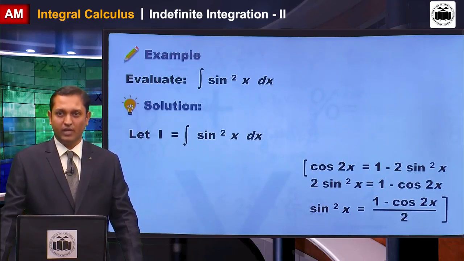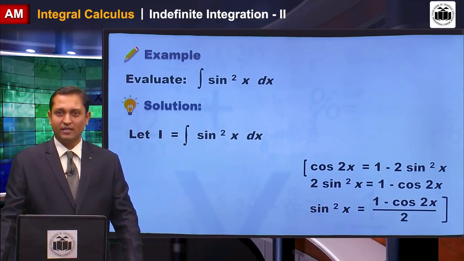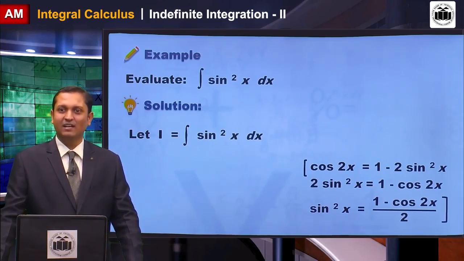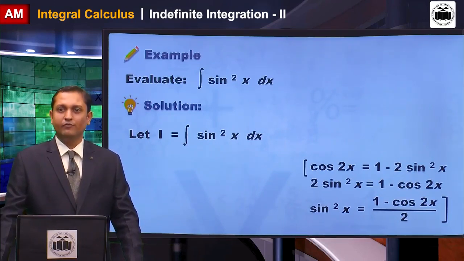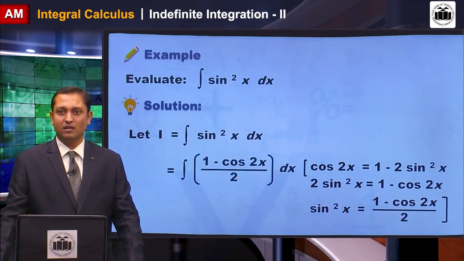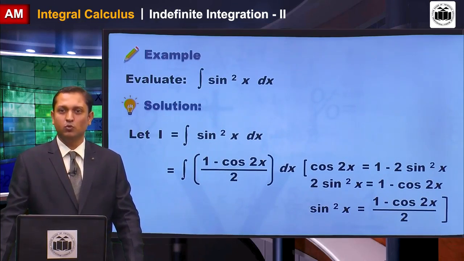As I told you, we are using this formula because it contains the term sin square x and the part cos 2x can be easily integrated and the answer can be obtained for the same. Hence, we are using this particular formula. Now see, we got sin square x as (1 minus cos 2x) upon 2. So, we will put it in the integral. So, you can see here we have put instead of sin square x, (1 minus cos 2x) upon 2 dx.